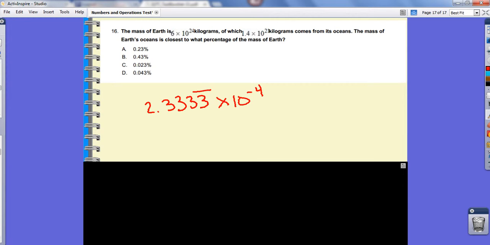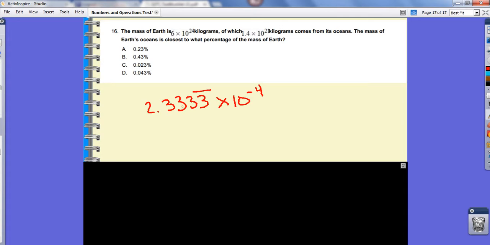Again, make sure you're putting parentheses: 6 E 24 in parentheses, divided by 1.4 E 21 in parentheses, close it, and when you do that you're going to get this. Now this doesn't give us any of these answers up here. I'm not done. I need to take this and put it back into standard notation.